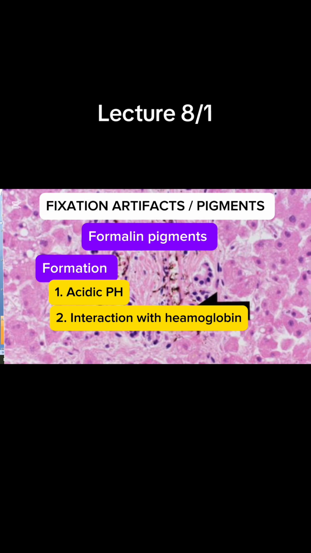Under acidic conditions, formaldehyde reacts with hemoglobin, leading to the production of formalin pigments. This particularly happens commonly in blood-rich tissues or areas of hemorrhage. Number three, chemical reaction. For us to appreciate this pigment, it is a result of the reaction between hemoglobin, formic acid, which is formed from acidic formalin, and formaldehyde.